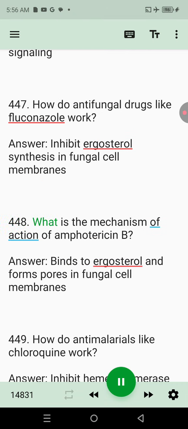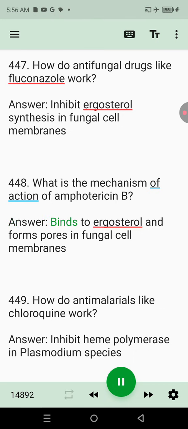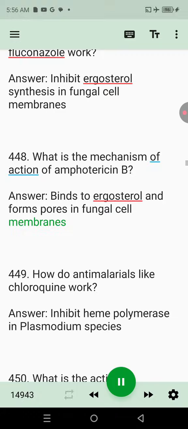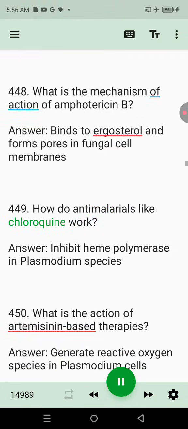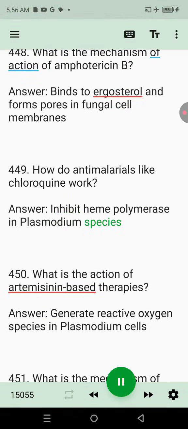448. What is the mechanism of action of amphotericin B? Answer: Binds to ergosterol and forms pores in fungal cell membranes. 449. How do antimalarials like chloroquine work? Answer: Inhibit heme polymerase in Plasmodium species.